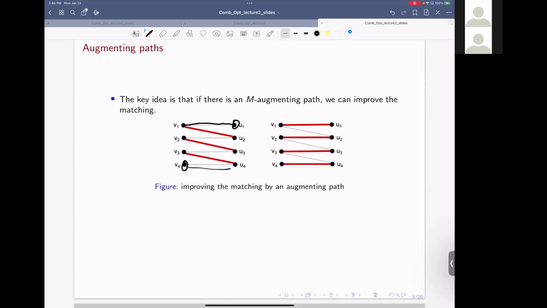And the alternating path has 2 ends, U1 and V4, that are M exposed. So this is an M augmenting path, right? And again, you are switching these rows of black and red, then you end up with the second figure. And this is the operation called augmenting the edges, and you get a better matching. Now you have 4 edges in the matching, and then this is a maximum matching because you have 4 vertices on each of these partitions.